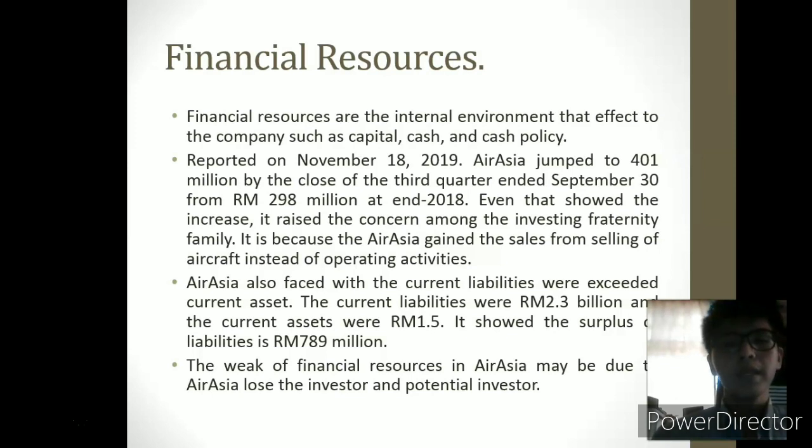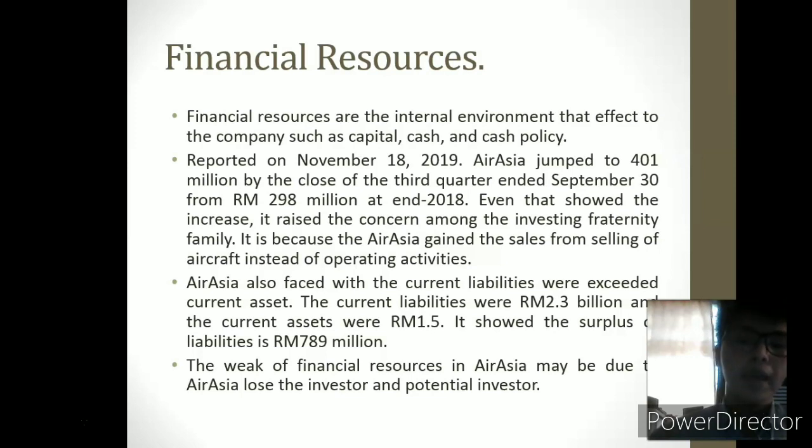Reported on November 18, 2019, Asia's cash jumped to RM 401 million by the close of the third quarter ended September 30, from RM 298 million at the end of 2018. Even though that showed an increase, it raised concerns among the investing fraternity. It is because Asia gained the cash from the selling of aircraft instead of operating activities. So, because of that, it concerns the investors about the funds that Asia gained. It's not from the operating activities, but from the sale of their asset, which is aircraft.